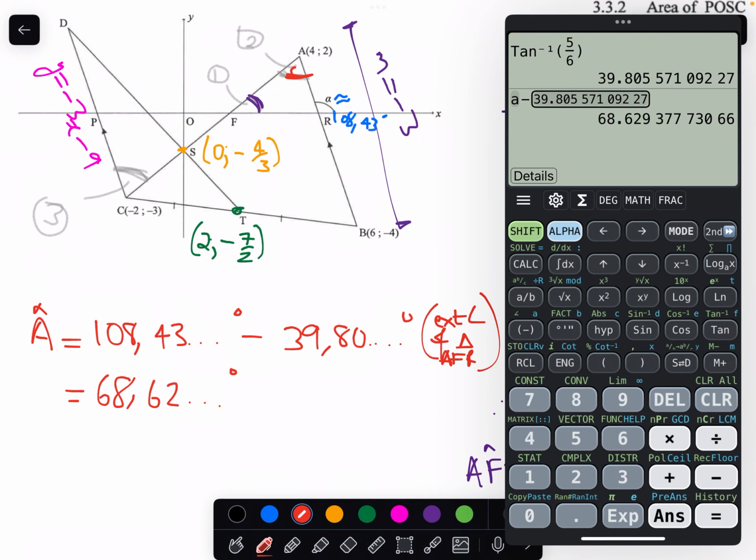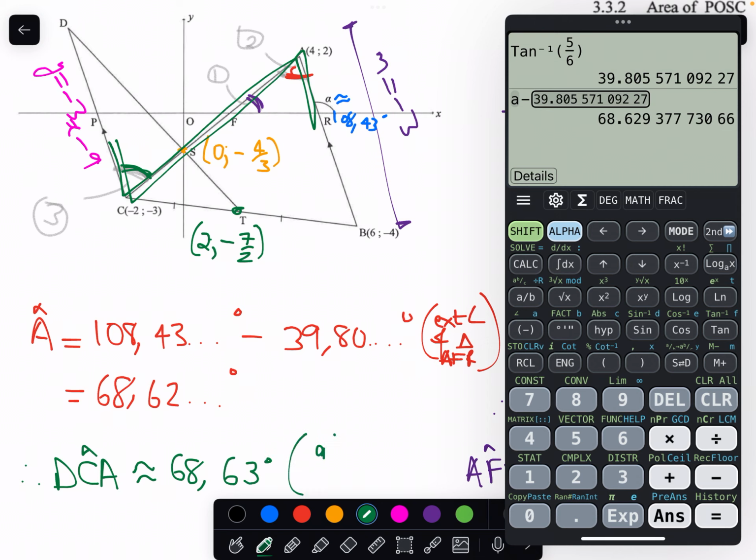And so finally we can say what this is, right? Because alternate angles. So therefore, angle DCA is equal to, to two decimal places, 6,3, and that is because of alternate angles, CD parallel to AB.